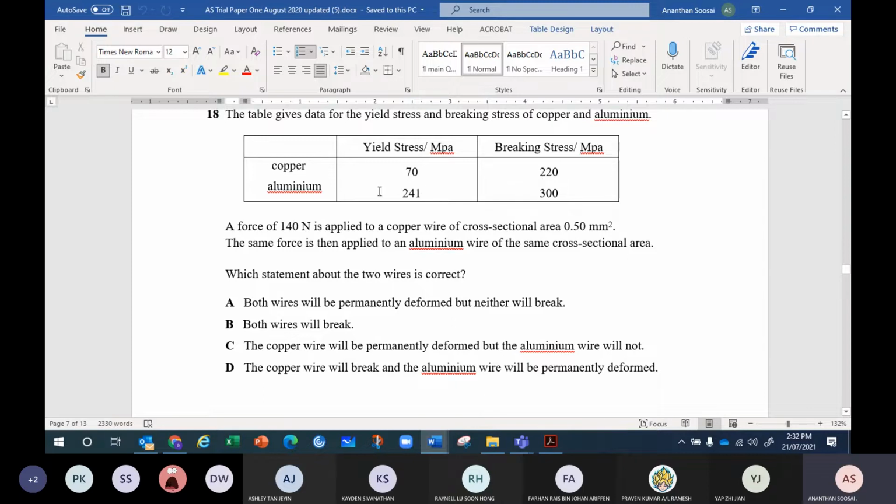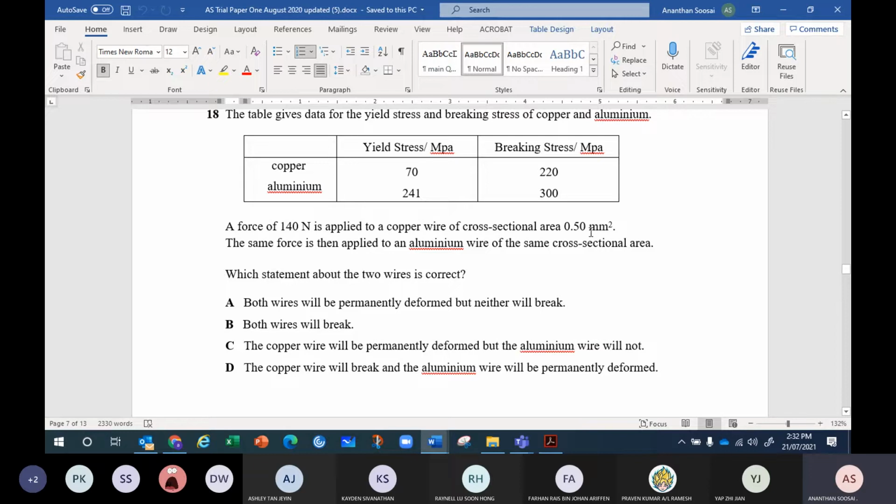Okay, looks like aluminium has a greater strength compared to copper. And aluminium looks like it has a greater range of elastic deformation, because only at 241 does it start to change to plastic deformation. Okay, a force of 140 Newton is applied to a copper wire. 140 Newton is in the middle of plastic deformation.